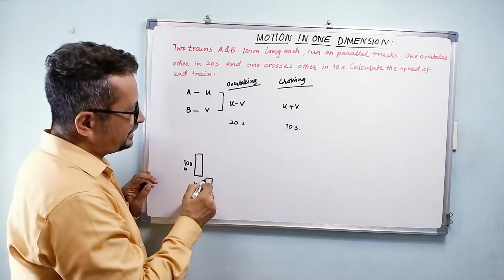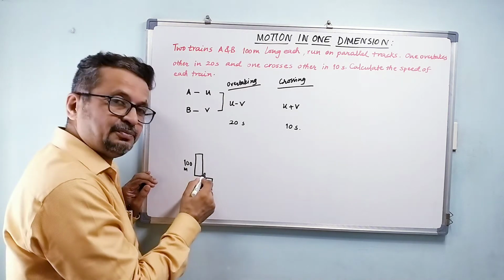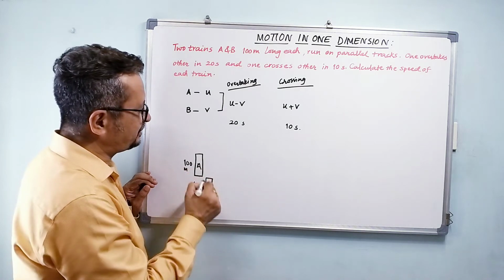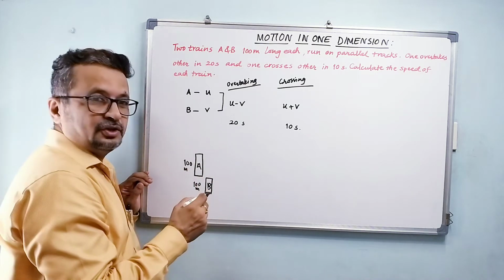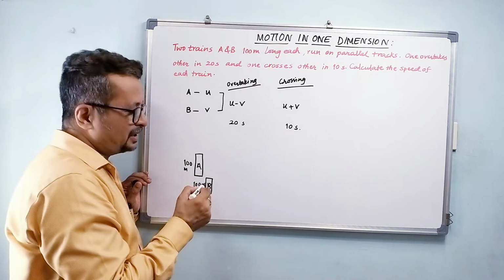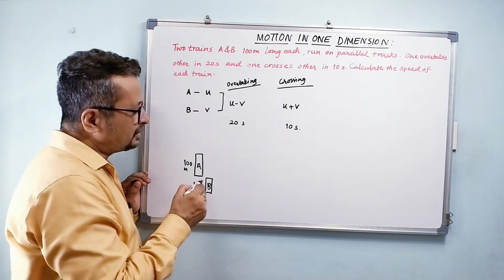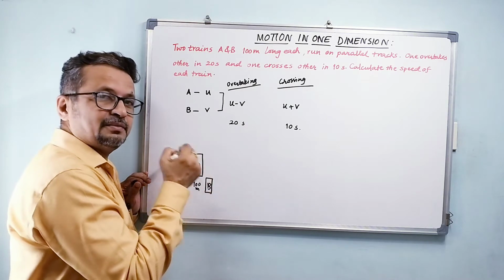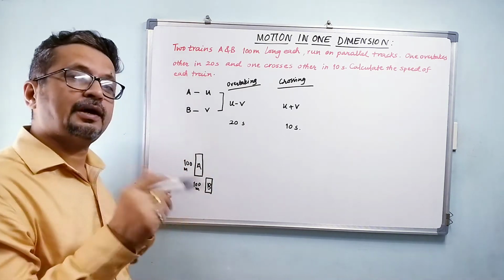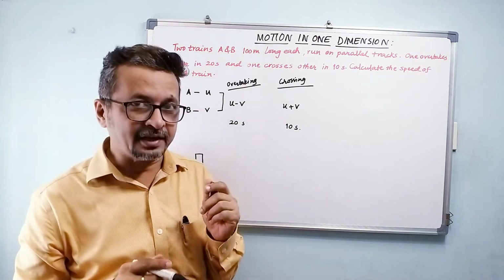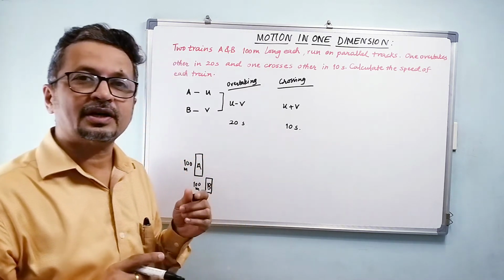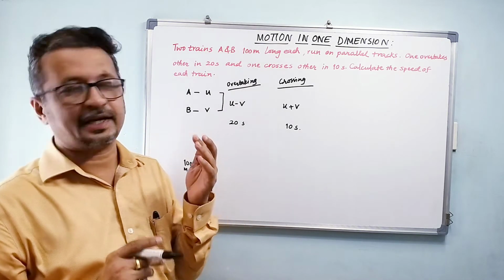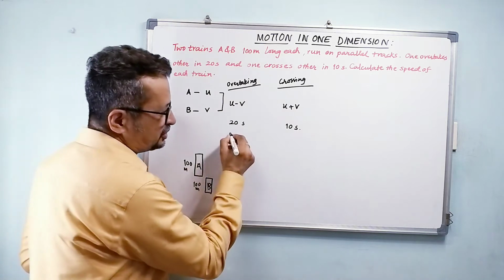Now this train, it is just behind the first train, train A and train B here, correct? So when my train B covers 100 meters, then it will be exactly side by side with my train A. But then for completely overtaking train A, train B has to cover 100 more meters, correct? So then the total distance covered is 200 meters.